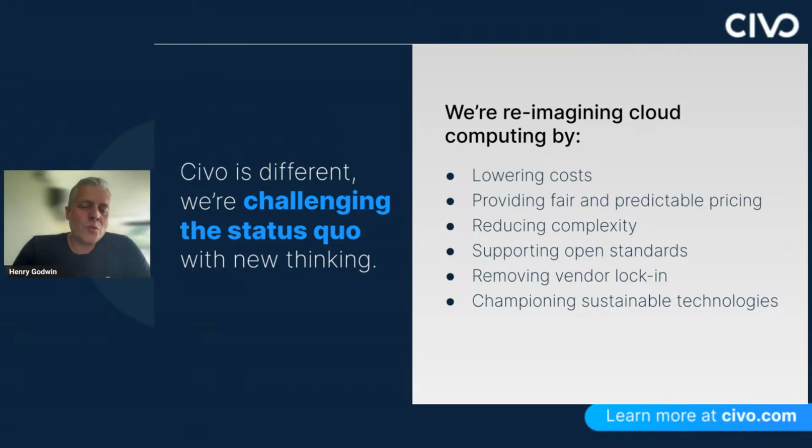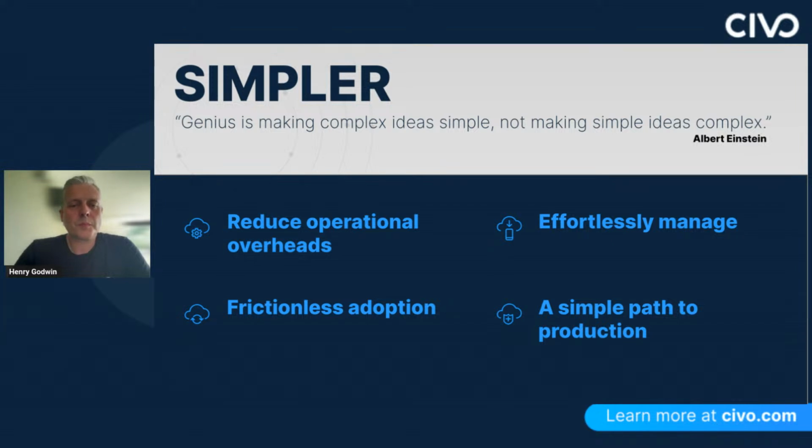So let me move to start with simpler. And I'm going to quote this, from Albert Einstein: genius is making complex ideas simple, not making simple ideas complex. And we're in a world right now where IT is becoming increasingly complicated when all that people want is simpler. So let's work together to reduce operational overheads, not increase them.